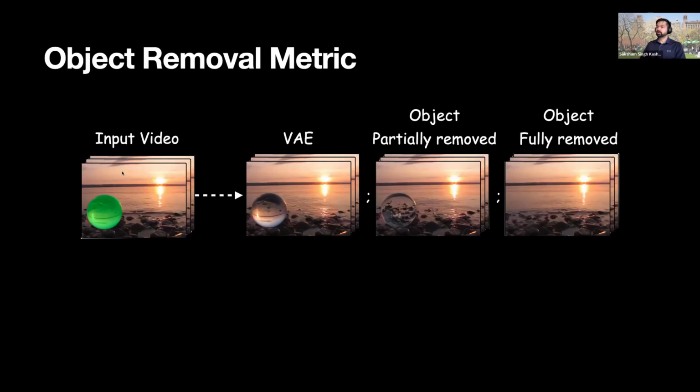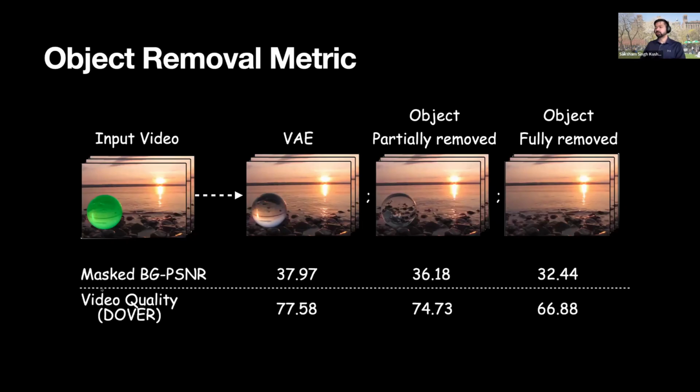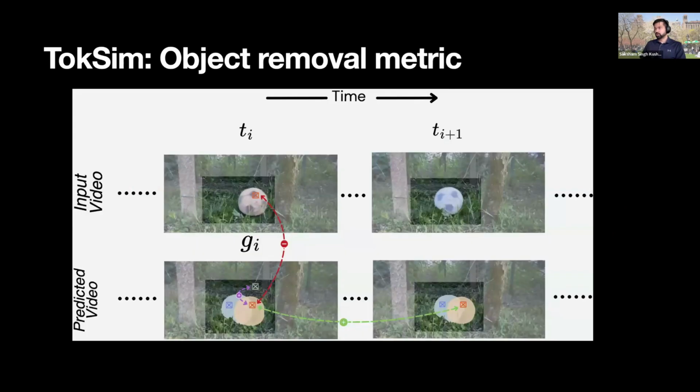We took three scenarios: given an input video, three different settings in which the object is not removed at all, partially removed, or fully removed. We tried the usual metrics used for object removal, like background PSNR or visual quality, and found that these are not able to distinguish between the three settings well. So we came up with a new metric based on token similarity. We use the patch level embeddings from the DINOv3 model.